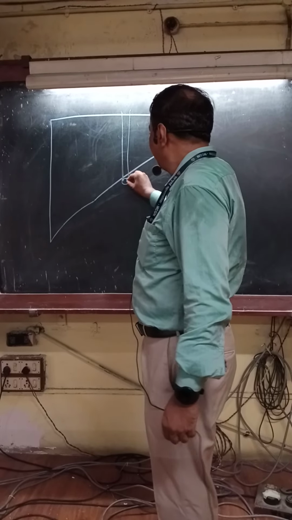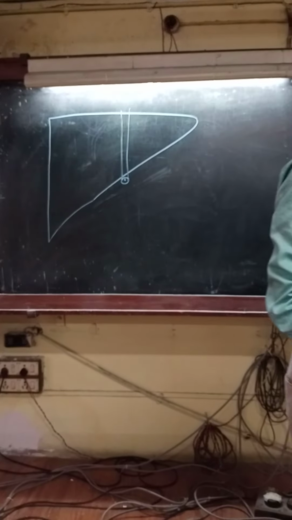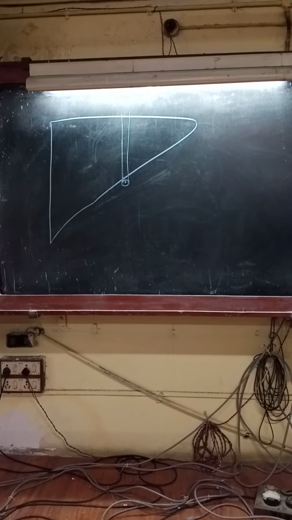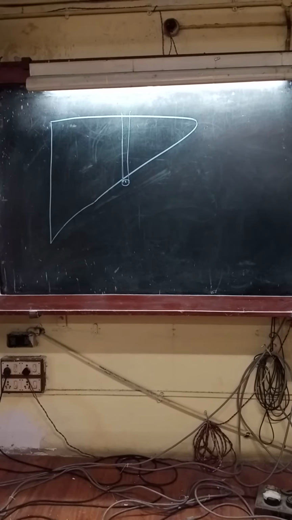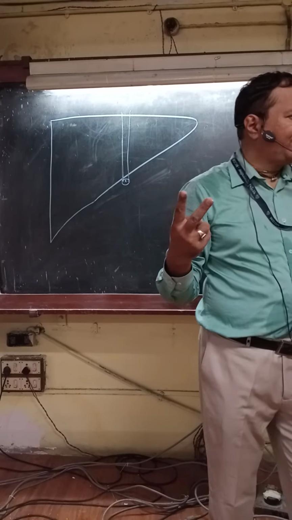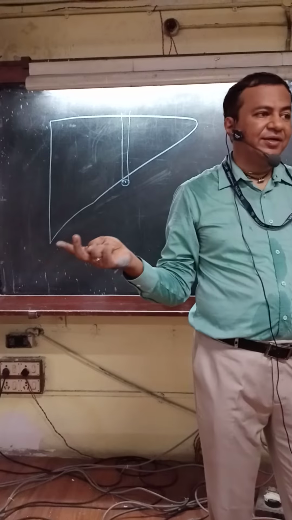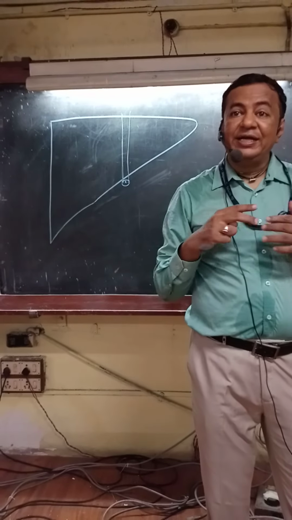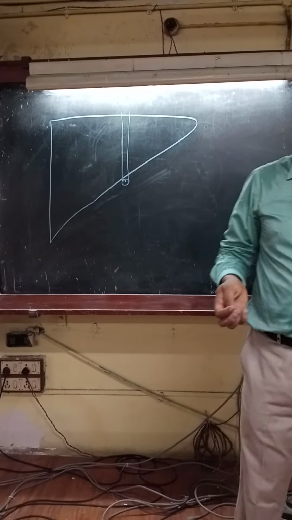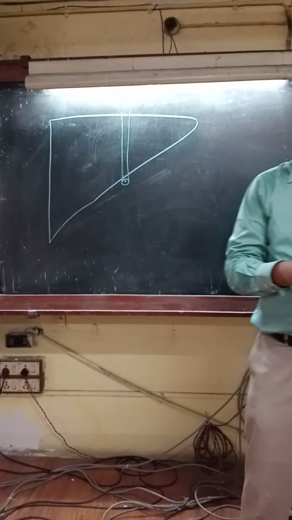Inferiorly by ligamentum teres. This ligamentum teres is the left umbilical vein. There are 2 umbilical veins in the fetal life. Left is left behind. Okay? The right disappears and the left is left, and that left forms the ligamentum teres.